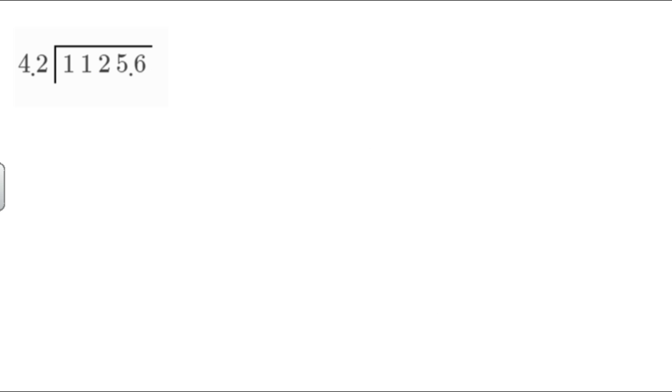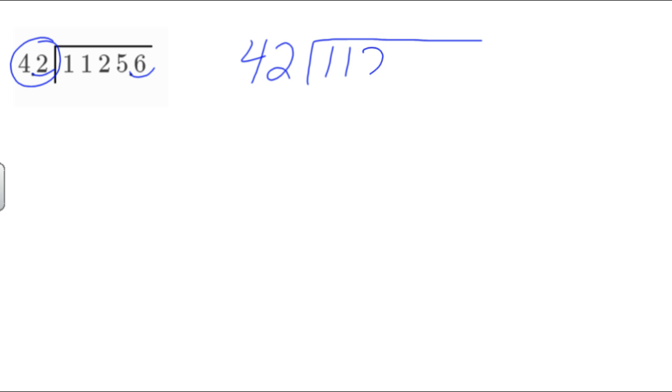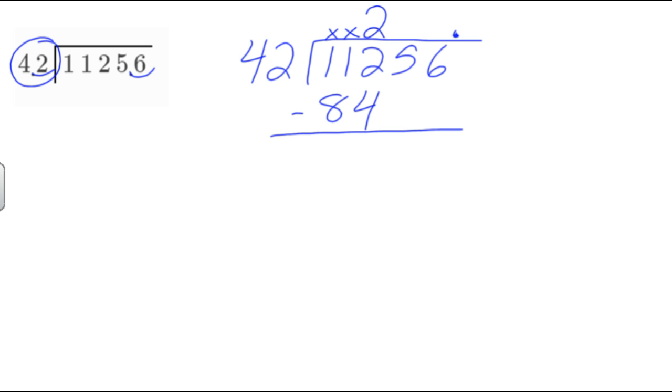I have 4.2. Again, this number out front has to be a whole number. I'll move the decimal point over once, and I end up with 42 is going to divide into 1, 1, 2, 5, 6, and bring my decimal point up. I'm going to divide that out. 42 is going to go into 112 twice. Doesn't go into 1, doesn't go into 11. It's going to go in here twice. That is 84. Subtract. A lot of borrowing.